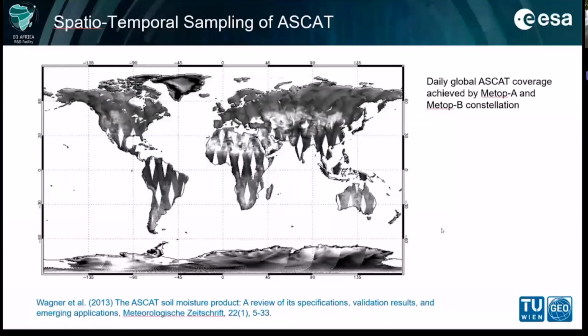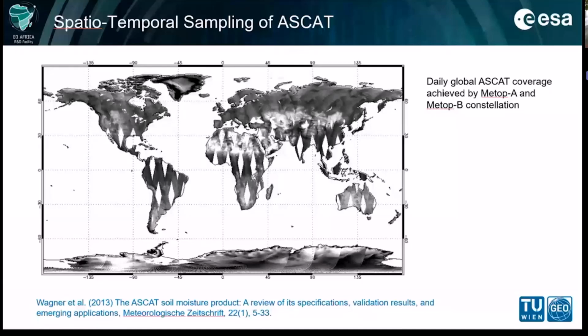If you have more instruments, for example 2 instruments, then the coverage is much better. You see here the coverage achieved with METOP A and METOP B. You see there are some white spots here. So basically these are areas not covered by the 2 satellites. It's an unfortunate fact that the phasing of METOP A and METOP B wasn't favorable for having a complete daily global coverage with the 2 instruments.